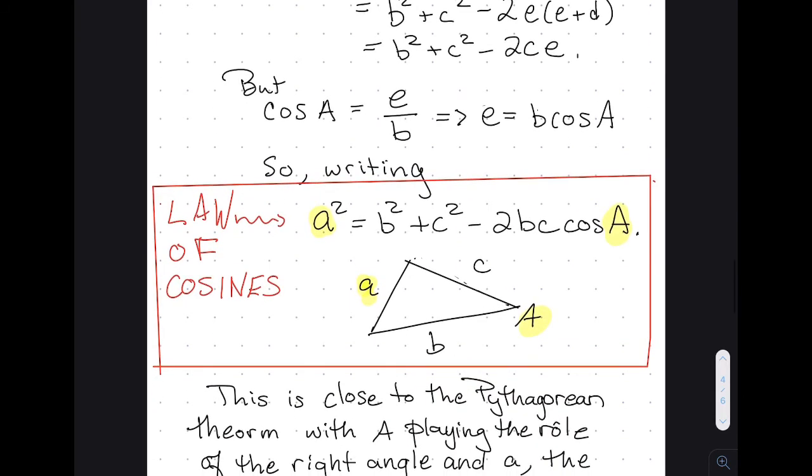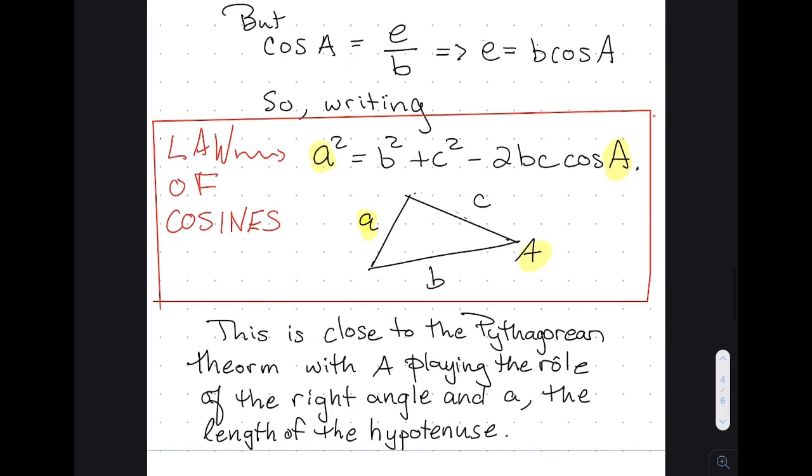This is what we will use to solve a side-side-side problem. And I'm going to point out here that this looks an awful lot like the Pythagorean theorem, except there's this correction. a is playing the role of the hypotenuse, and the angle A is playing the role of the right angle. In this case, it's not a right angle. So we have this correction that's going to be generally not 0.